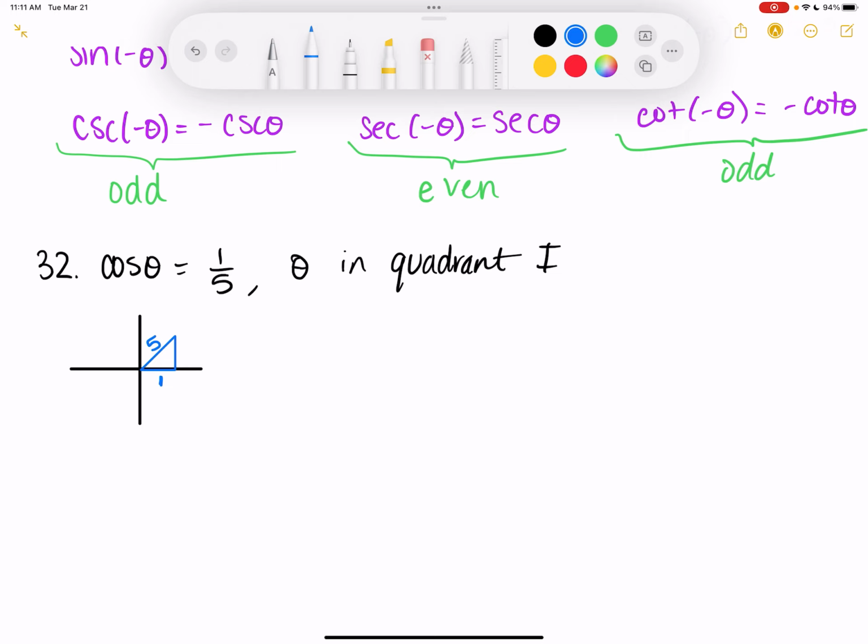Then I need to solve for the other side using the Pythagorean theorem. So I'm going to do a is equal to the square root of 5 squared, which is 25, minus 1 squared, which is 1. So this is the square root of 24. And you can break it down if you want. I'm just going to leave it as the square root of 24. And then we're just solving the 6 trig functions. Obviously, cosine was already done for you, so we just copy it down.